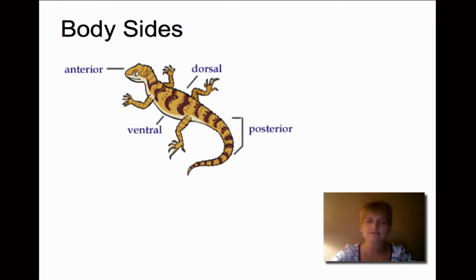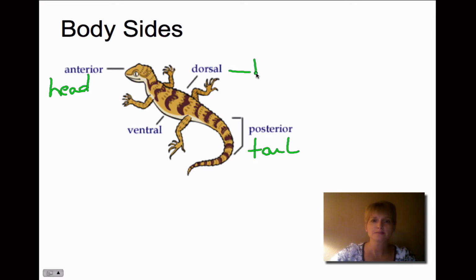And we have some vocabulary for the sides of the body. So anterior means at the head. So anterior is going to be the head. Posterior is going to be the tail, or the end or bottom of the organism. All right. Dorsal is the back side. Okay, so we don't want to get posterior and dorsal confused with each other. A posterior, you might be talking about the butt, but dorsal, you would be talking about the entire back side of the organism. Okay, and then ventral just means the belly side.